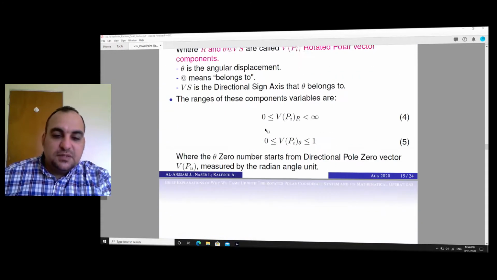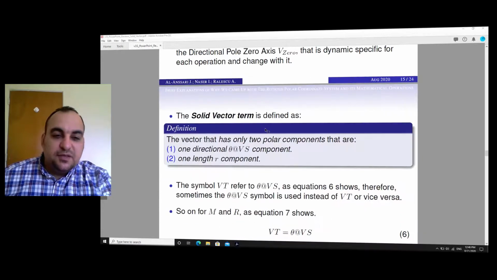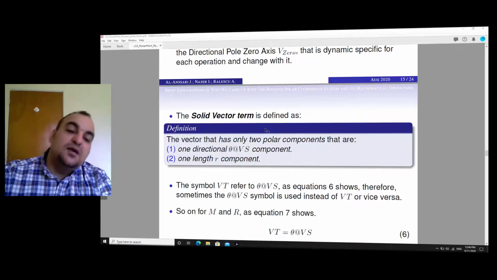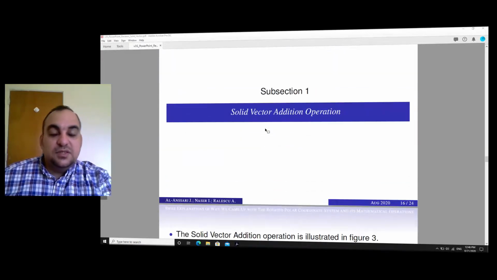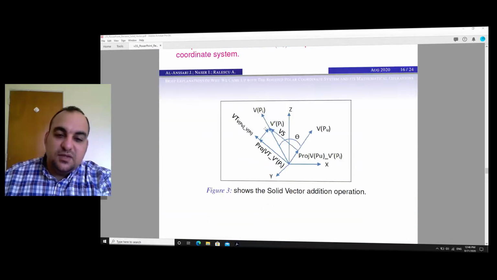So next I present the solid vector mathematical operations. First we define the term solid vector as a vector that has only two components: only one directional theta and Vs component, where theta is the angular displacement and Vs is the directional sine axis, and finally one length r component. So next I present the solid vector addition operations as illustrated in figure 3.